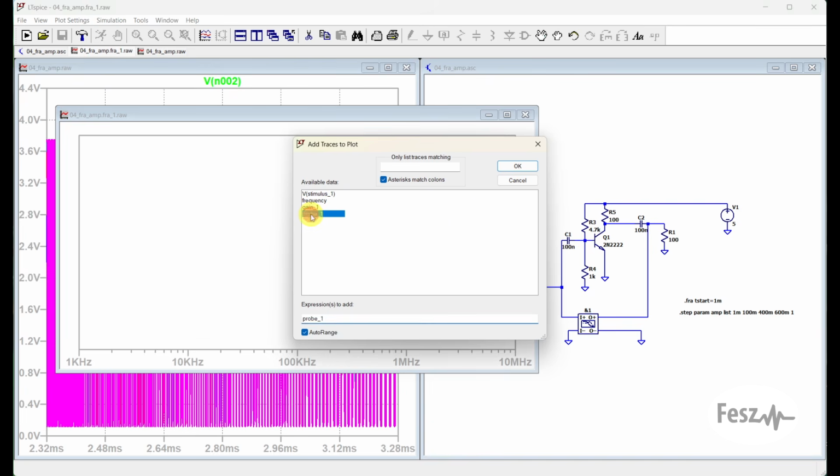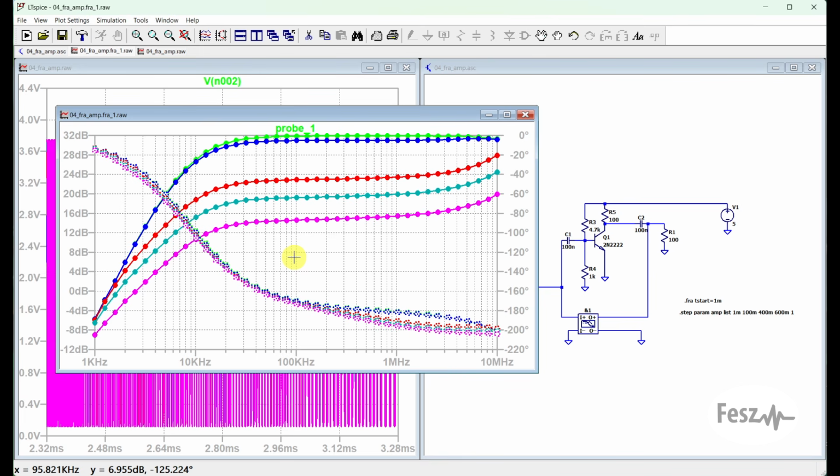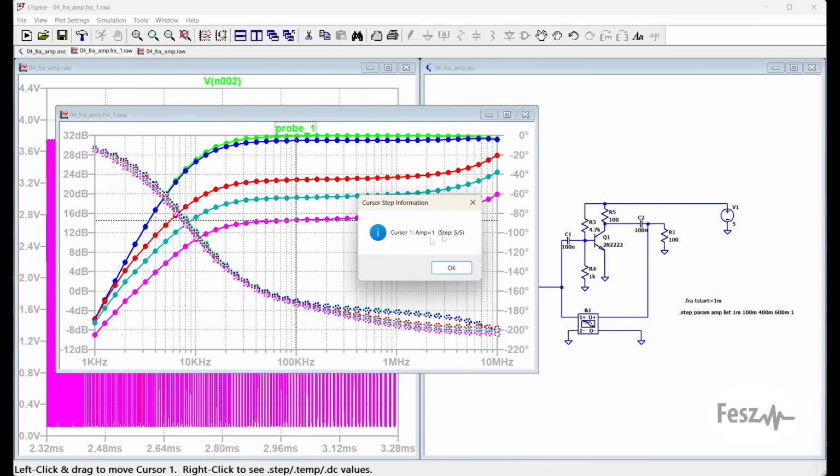Anyway, to get our results, we need to select this other window and right-click, add traces, and select our probe one. So here we can see for our specific circuit how the gain is decreasing as the incoming signal becomes larger and larger. So for example, this pink one is our fifth step where the amplitude was 1.